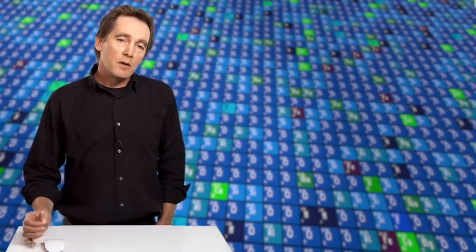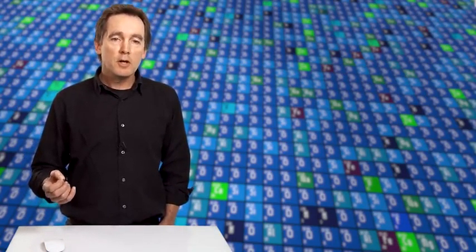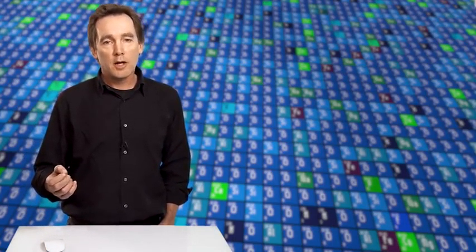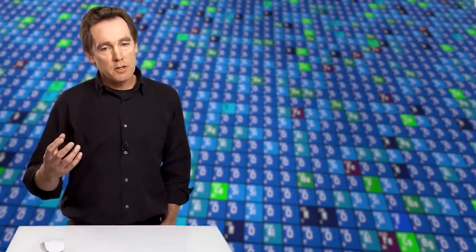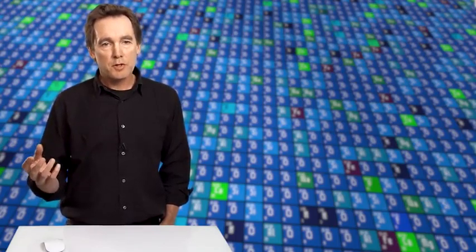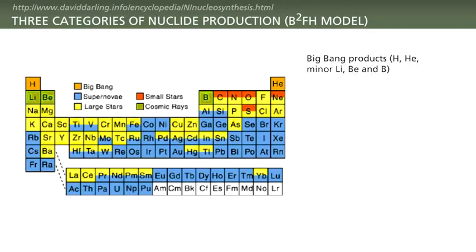Okay, within this model, there are three categories of nuclide, and when I say nuclide, I mean just that these are just the elements and their isotopes. So nuclide production, there are three different categories of nuclide production in this model. The first is Big Bang products: hydrogen, helium, minor lithium, beryllium, and boron. They were all formed, as we'll see in a second, in the Big Bang.